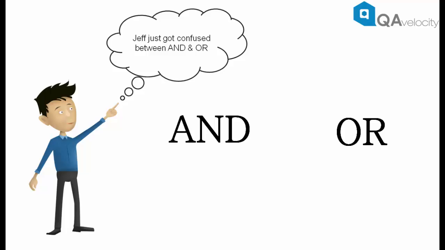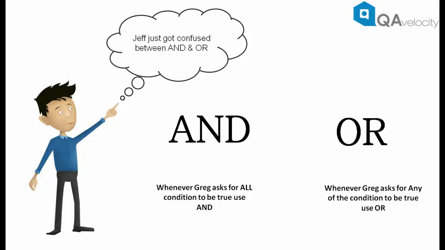Are you also confused between AND and OR? Okay, so we use AND whenever all conditions need to be true, and OR is used for any of the conditions to be true.